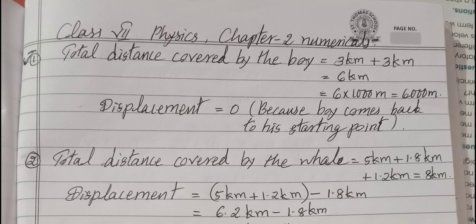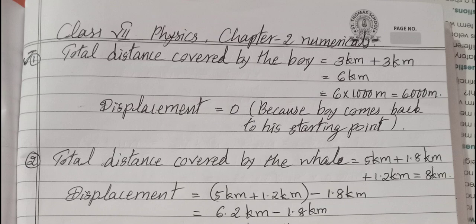Numerical number 1. Question: a boy goes to a shop which is 3 kilometers away, buys things and comes back. What is the distance and displacement in kilometer and meter? That is, in kilometer you have to find the answer, and also convert kilometer into meter. Now what is given in the question, we'll write first.